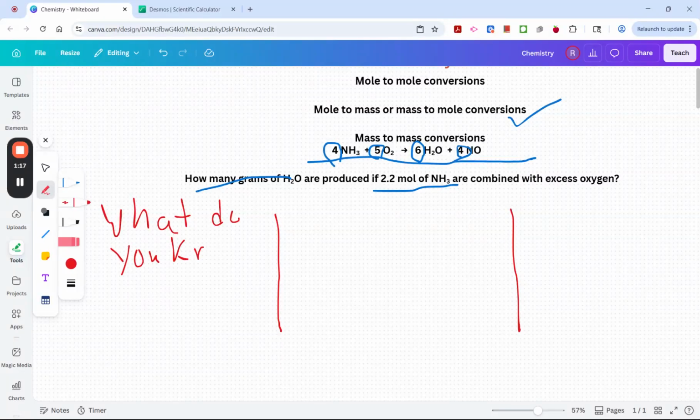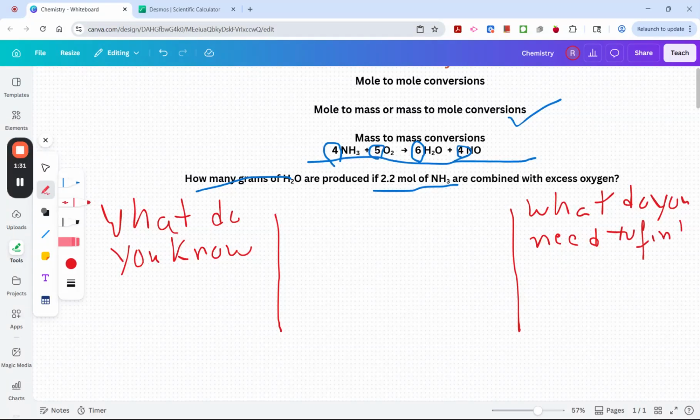what do you know? Third column, what do you need to find? What do you need to find? In the middle column, conversion factor. Now in this part, mole to mass, mass to mole conversion, your conversion factor could be 1 or 2 types of conversion factor from the balanced equation. So let's check. What do you know?